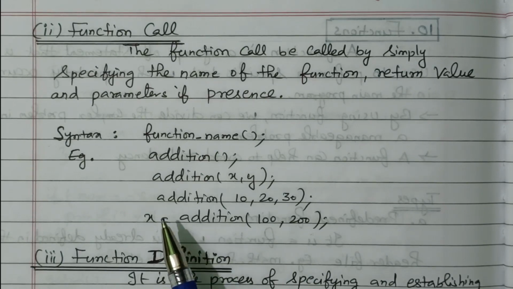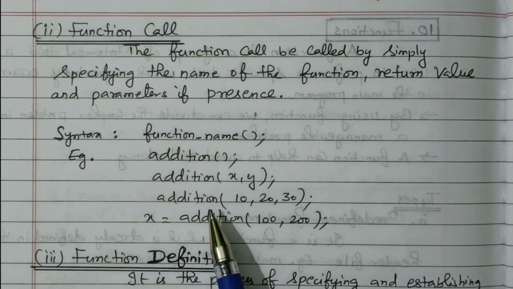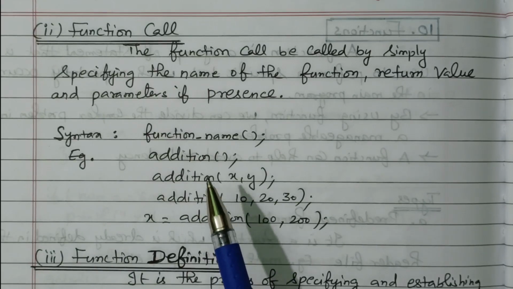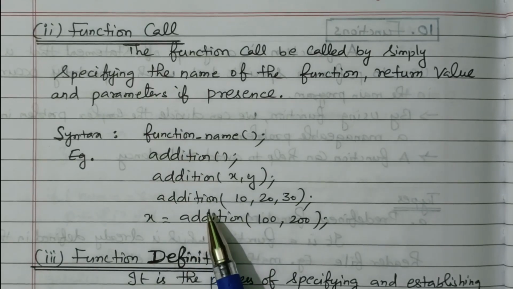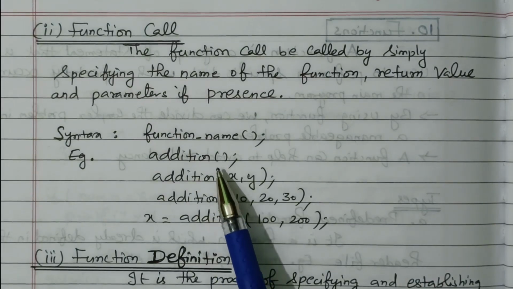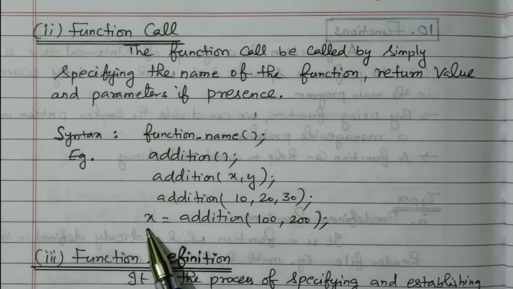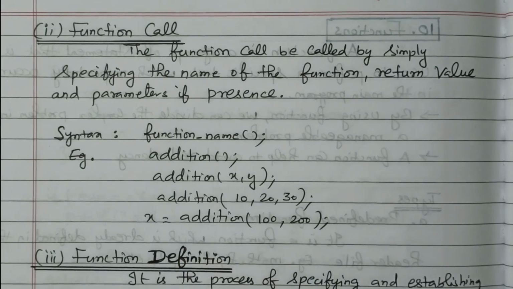So function declaration we discussed, and now function calling also we discussed. Function declaration means what is the function name, what is the return type, and what are the data types we are passing. Function calling means by simply specifying the name we are calling that function, whether we pass the parameter or not, or send the value, and where we need to store the returned value. All these things are specified. This is called function calling. Next we will see the function definition.